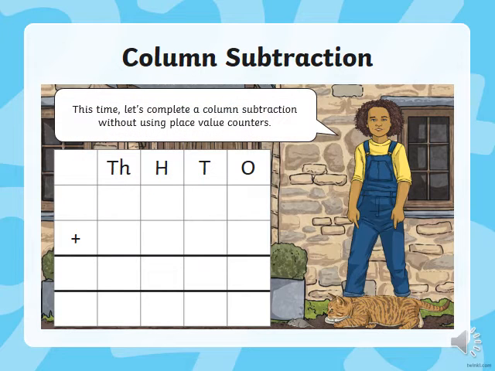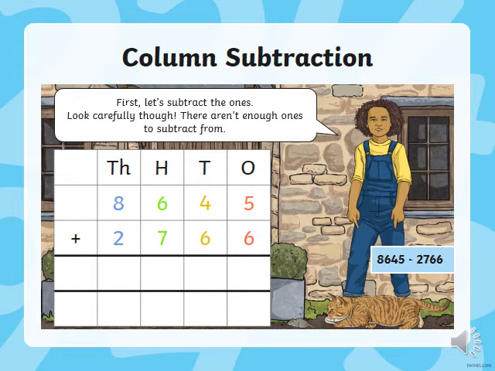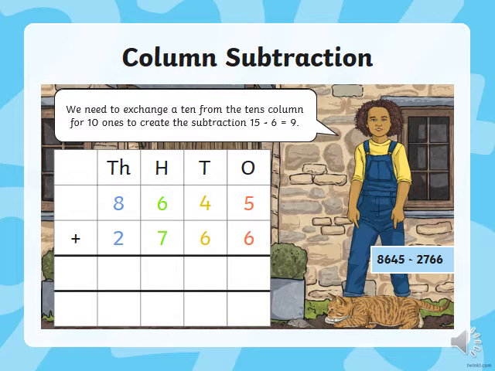Okay, so now let's try doing this without our place value counters. So we've got the equation 8,645 and we're going to take away 2,766. So we're going to start with our ones, smallest value, and we've got 5 ones and we need to take 6 of them away. There are not enough ones. So what we do is we have to knock next door to our 10s and we have to exchange one of our 10s for 10 ones.